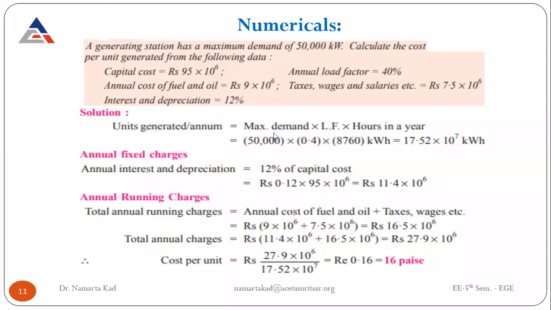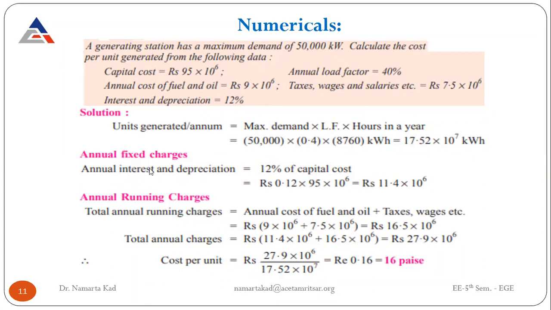It is equal to, what is the maximum demand that is given in the question? 50,000. 50,000 multiplied by the load factor, also given as 40%, you just write 0.4, multiplied by the number of hours in a year, which is 8760. So this is the energy consumption per year, yearly basis energy consumption, 17.52 into 10 raised to power 6 kilowatt hour.